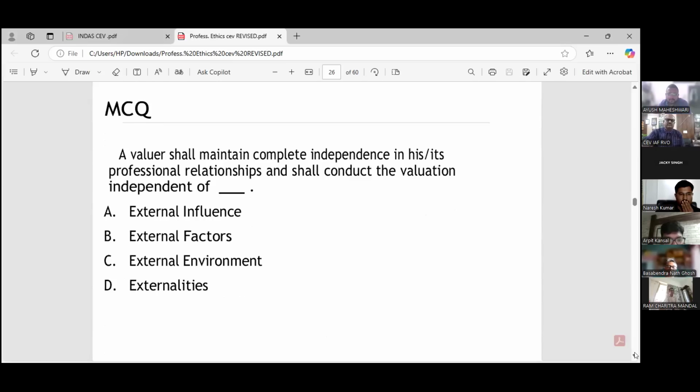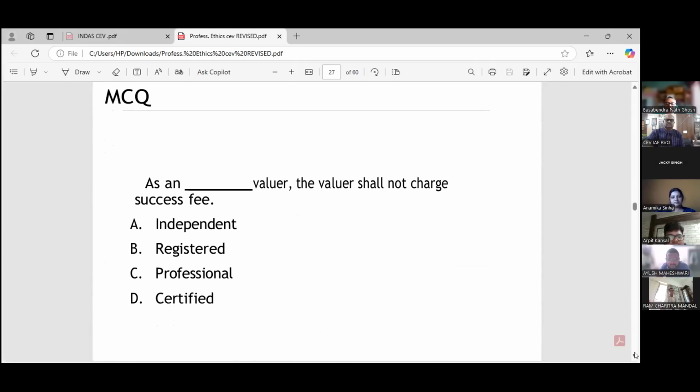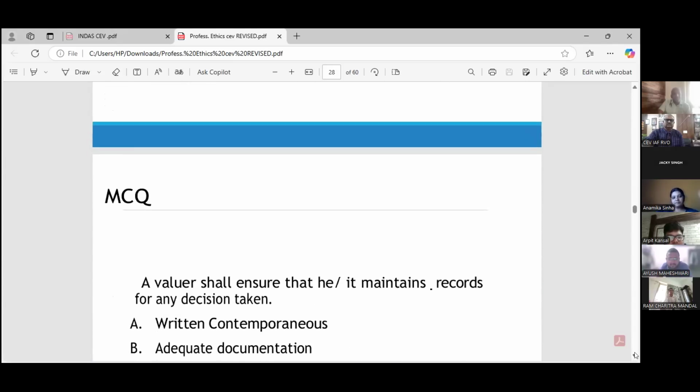A valuer shall maintain complete independence in his or its professional relationship and shall conduct the valuation independent of external influences. As an independent valuer, the valuer shall not charge a success fee.